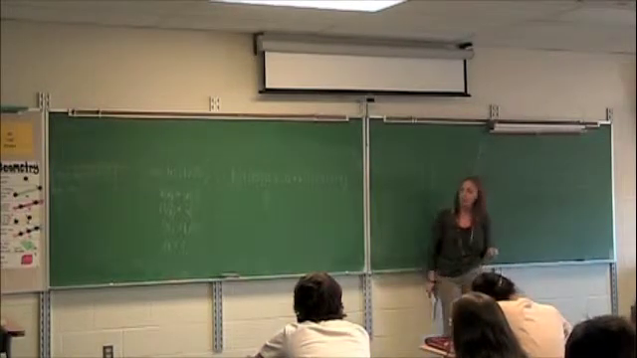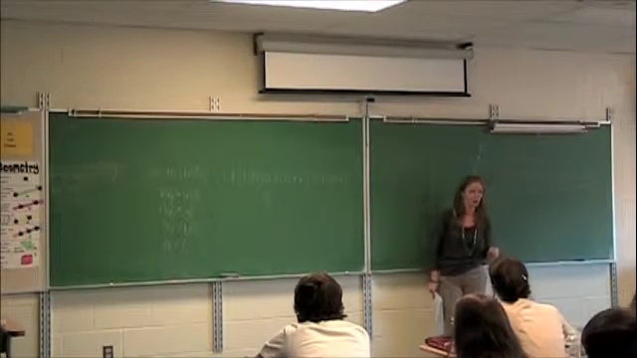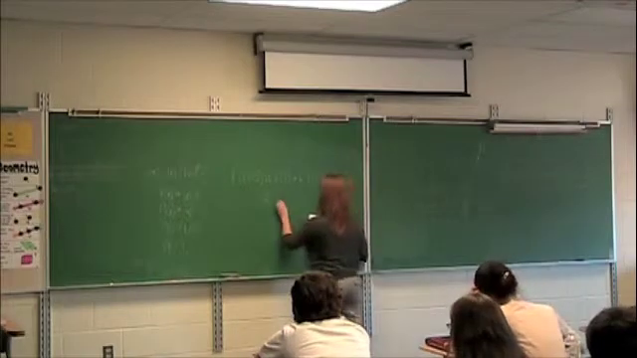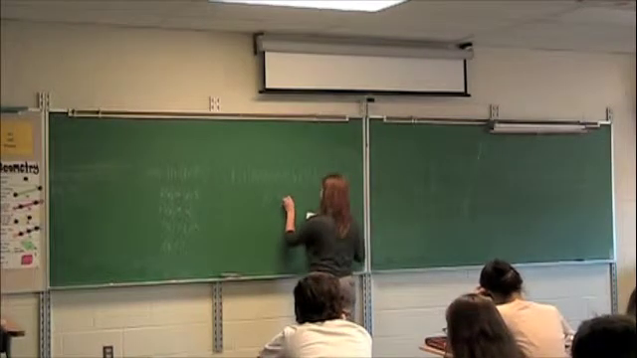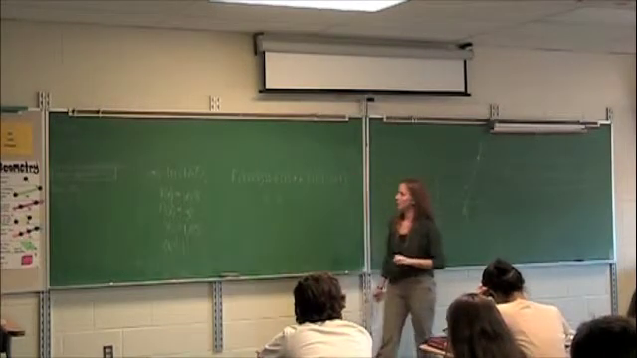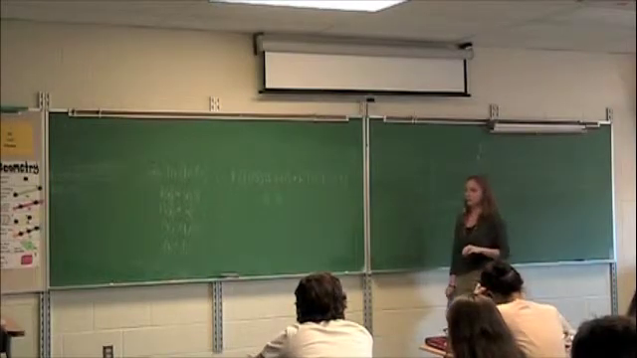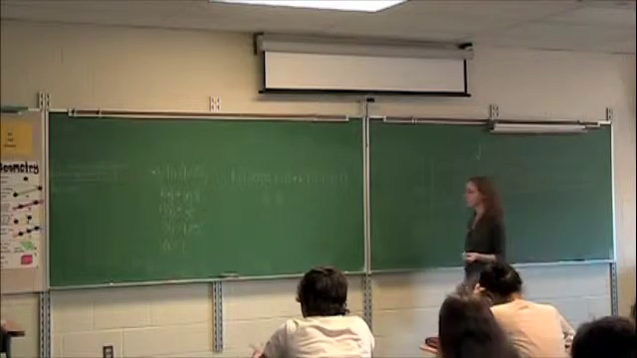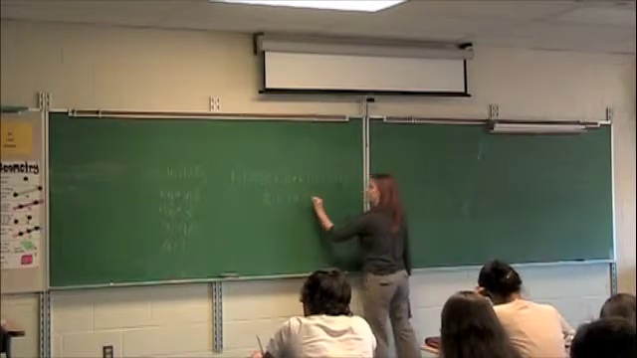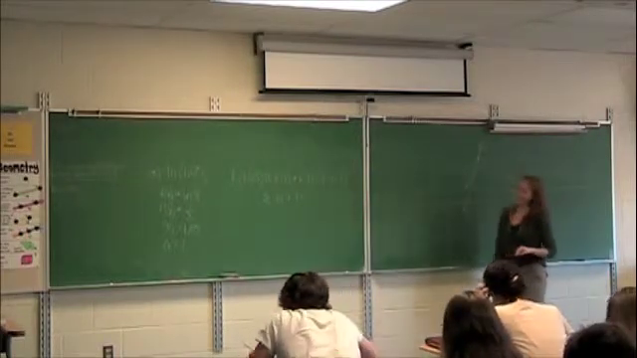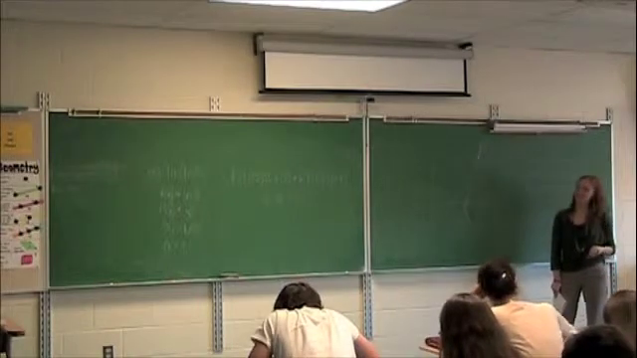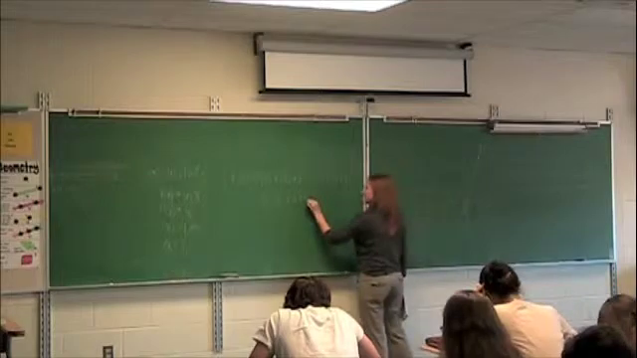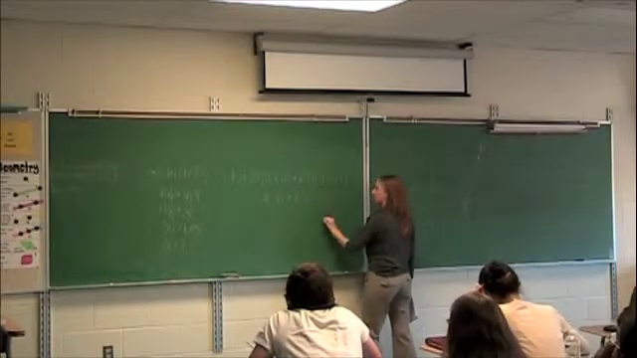Anyone? ln of 1? 0. ln of 1 is 0. Plus f prime of 1, so f prime is 1 over x here, so 1 over 1 is just 1. Good job. 1.05 minus 1, I'm sorry, 1.05. I keep saying that. Yep, 0.05.